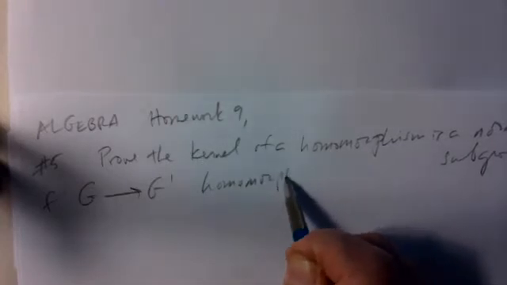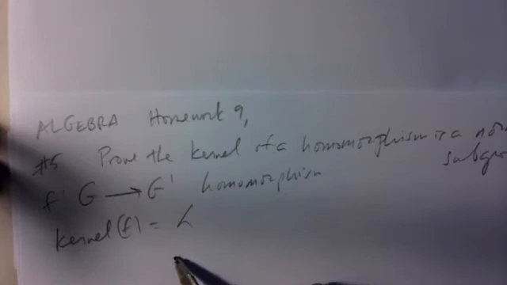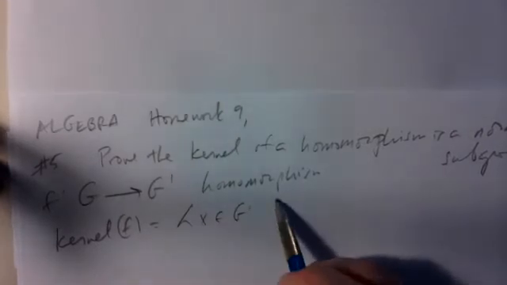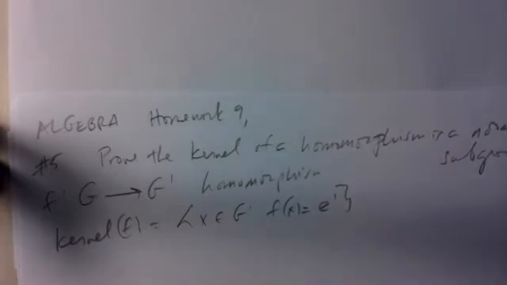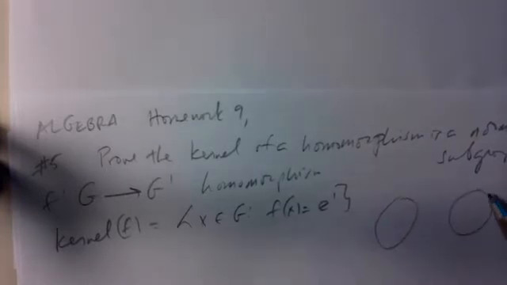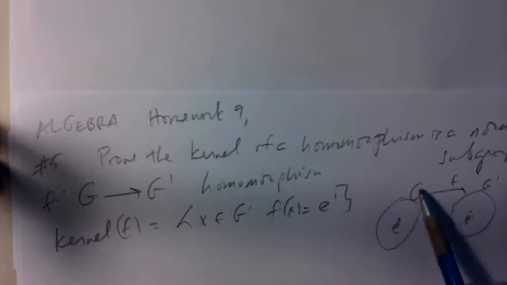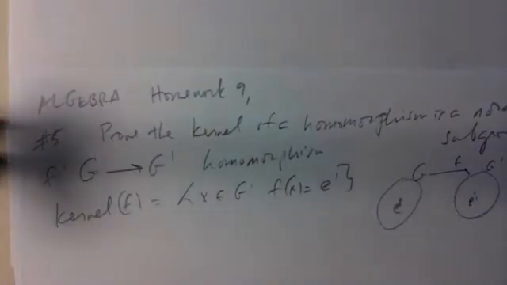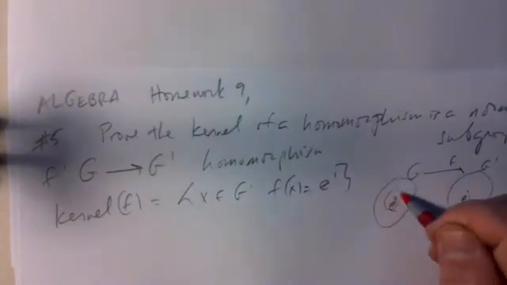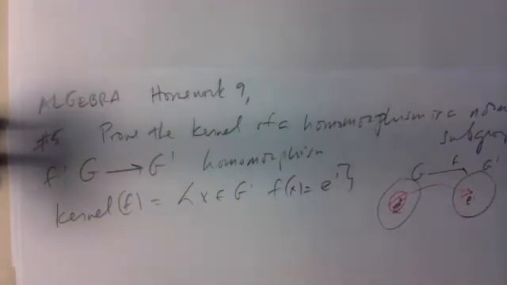So suppose we have two groups, G and G prime, and a function f from G to G prime, which is a homomorphism. And the definition of the kernel of f, this is all elements in G such that f of x is the identity in G prime. So it's like here we have G and here we have G prime. And let's say E is the identity in G and E prime is the identity in G prime. And we have this function from G to G prime. And we want to look at all of the elements of G that get mapped to this element E prime.